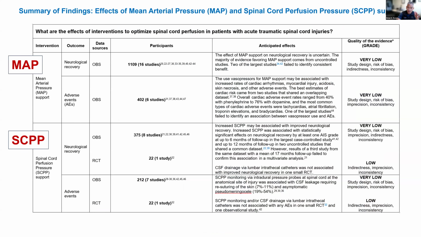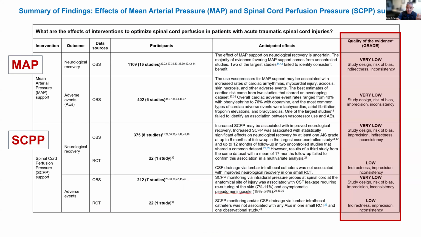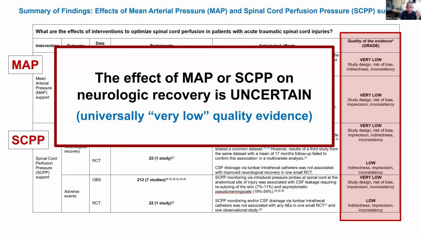And in summary, I just want to bring your attention to the right column, the quality of the evidence that was assessed using the GRADE methodology. And really across the board, and it's sometimes a very humbling thing to see your own papers get evaluated according to the GRADE methodology, because it's a very rigorous way of looking at the literature, and sometimes your own studies can be graded as very low quality evidence. But across the board, the quality of the evidence was considered to be very low. So the effect of MAP support or spinal cord perfusion pressure support on neurological recovery is uncertain, and the quality of the evidence was deemed to be universally very low.